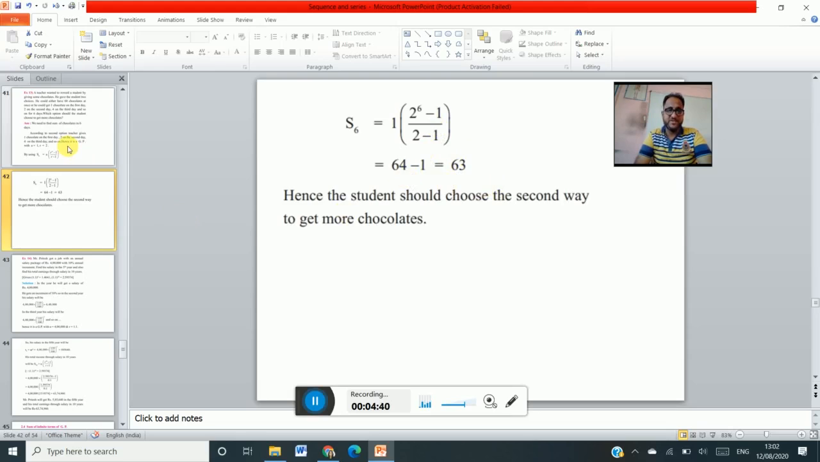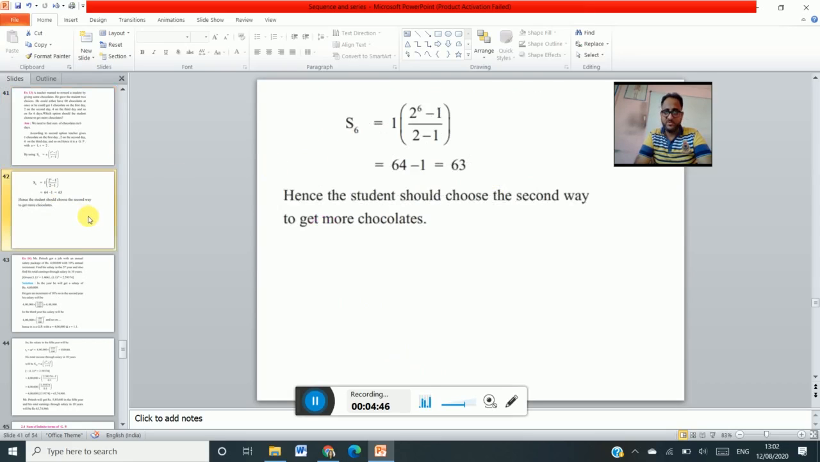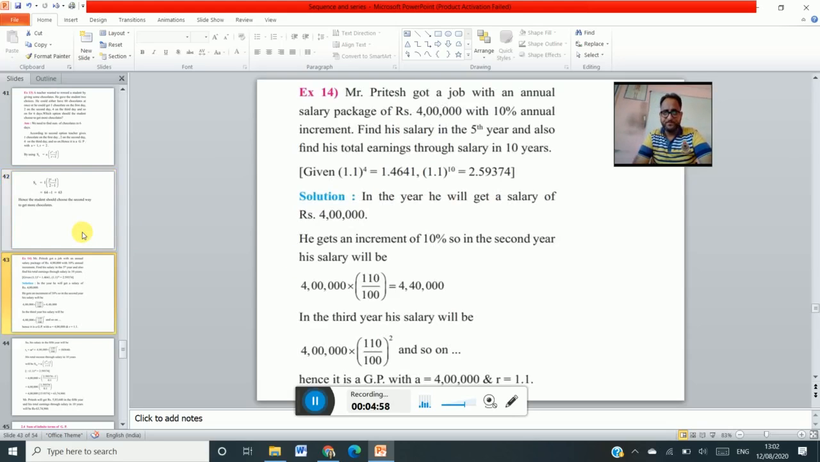अब उसको 60 चॉकलेट्स लेना एक बार का ये होगा कि 63 चॉकलेट्स, दोनों में से 63 ज़्यादा है, इसलिए स्टूडेंट्स ये ऑप्शन चॉइस कर सकता है. Hence the student chooses the second way to get more chocolates, right? So in this way some theoretical examples are solved again in your textbook.